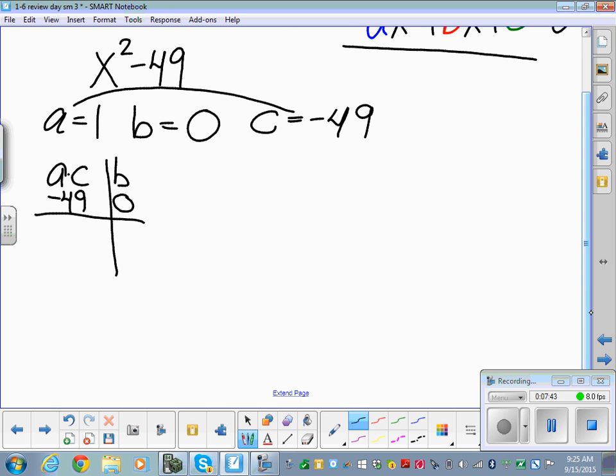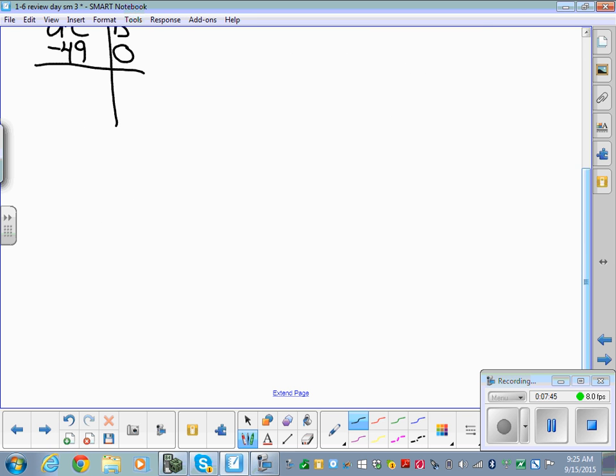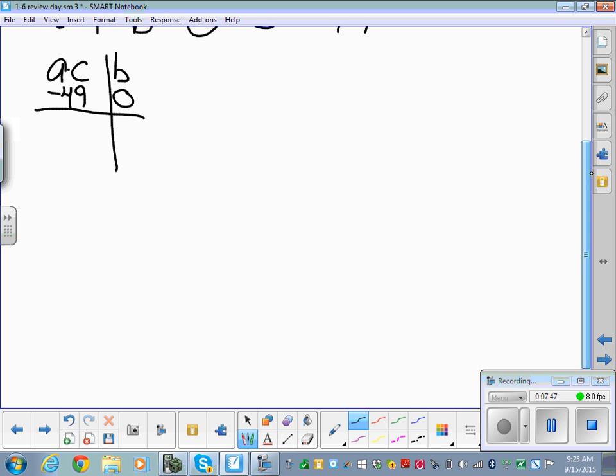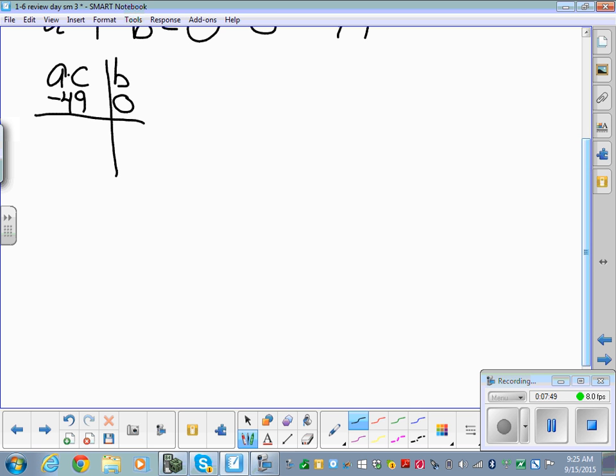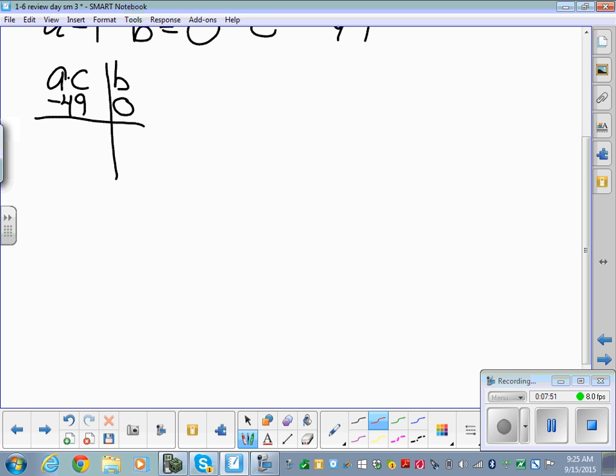Okay. Continuing onward here. All right. So now we're looking for factors that multiply to be 49. Ignore the negative for now. 1 times 49 multiplies to be 49. What else?